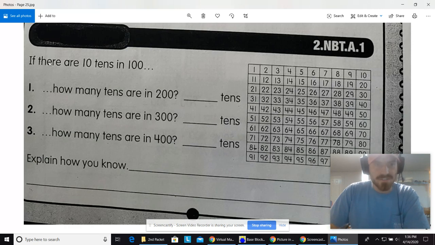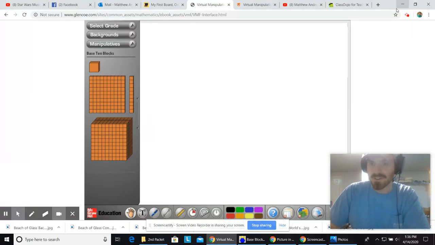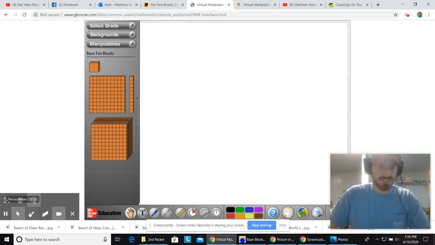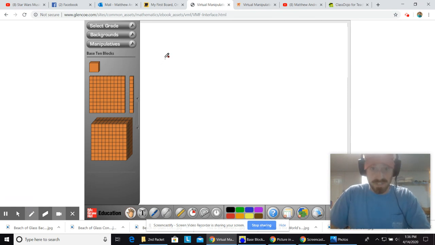So it's asking if there are 10 tens in 100, how many tens are in 200, 300, 400, and explain how you know. So this goes along with what we've talked about at the beginning of the year and that I taught, that we've been trying to review whenever we could, which is place value. Remember, place value basically means where I put digits is important, because where I put them will make that digit have a different value.